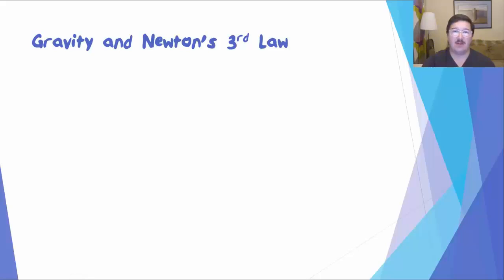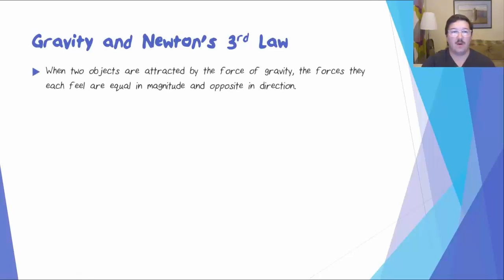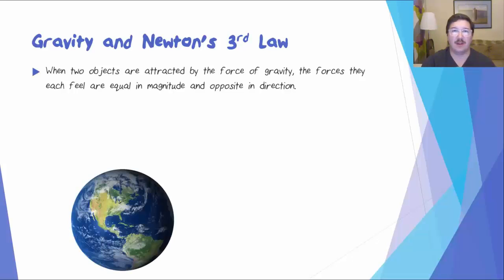Let's see how gravity and Newton's third law are related to each other. When two objects are attracted by the force of gravity, the forces they each feel are equal in magnitude and opposite in direction. Let's take a look at a pretty extreme example. Here's the Earth, and here's an apple. Let's pretend the apple is near the Earth's surface. The apple feels a force down due to the Earth. Newton's third law tells us then that the Earth must feel a force up due to the apple. Not only does the Earth feel a force up toward the apple, the forces are equal. The apple and the Earth both feel the same force.